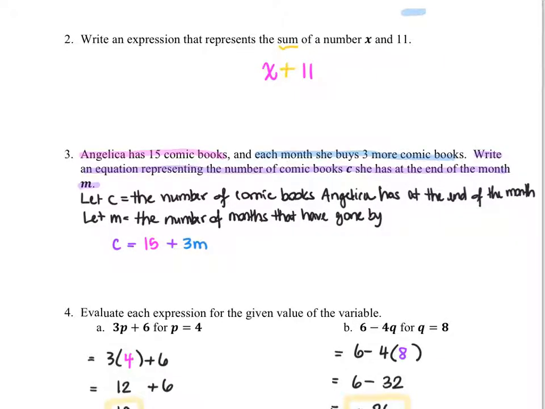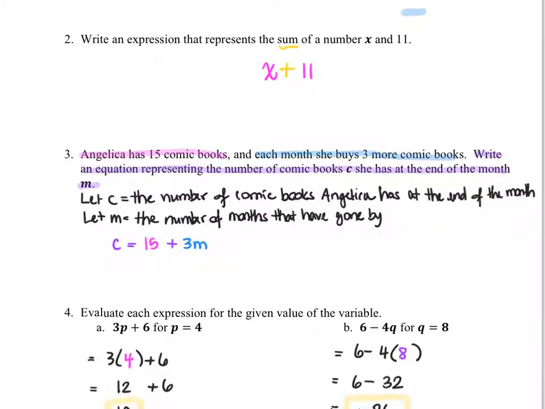Taking a look at number 2, we see the word sum, and we want an expression that represents the sum of a number x and the number 11. Sum means add, and we use that as the operator between x and 11. Just as a reminder, if we had seen the word difference, it would be a minus sign. If we had seen the word product, that would be a times sign. And if we had seen the word quotient, the quotient of two numbers, that would be a division between those two numbers.